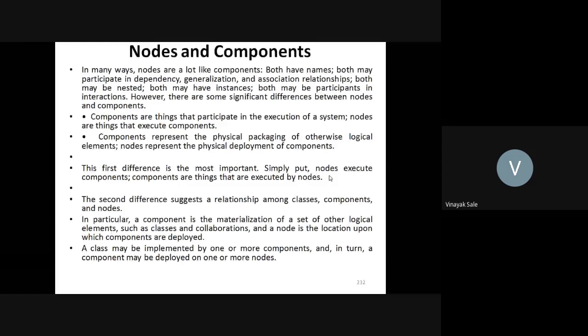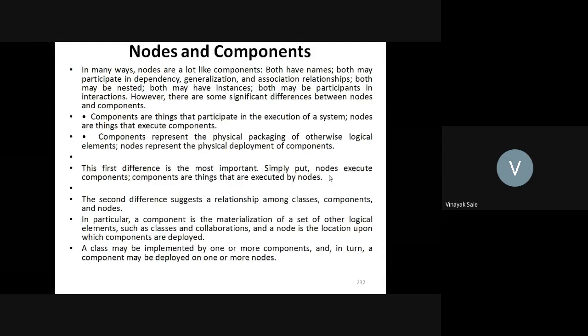Components are the things that participate in the execution of a system. Nodes are the things that execute components. Components represent the physical packaging of logical elements. Nodes represent the physical deployment of components. These are the two differences, and the first difference is the most important. Simply put, nodes execute components, and components are the things executed by the nodes.